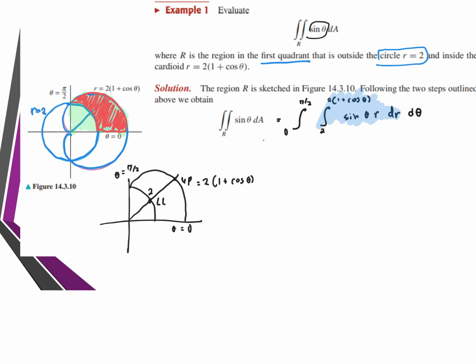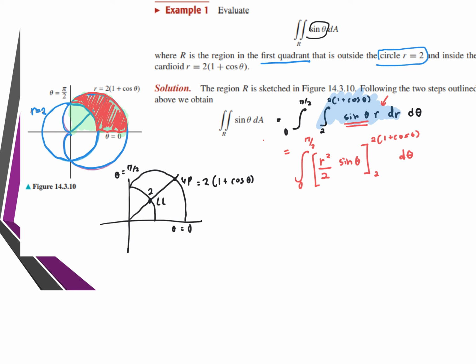Now we integrate this one first with respect to r. So this one is constant because we don't have r. So we just have to integrate this one. So we have pi over 2, 0, r square over 2. We write it back, sine theta. Okay, we put the limit, 2(1 plus cos theta), and this one is 2, d theta.